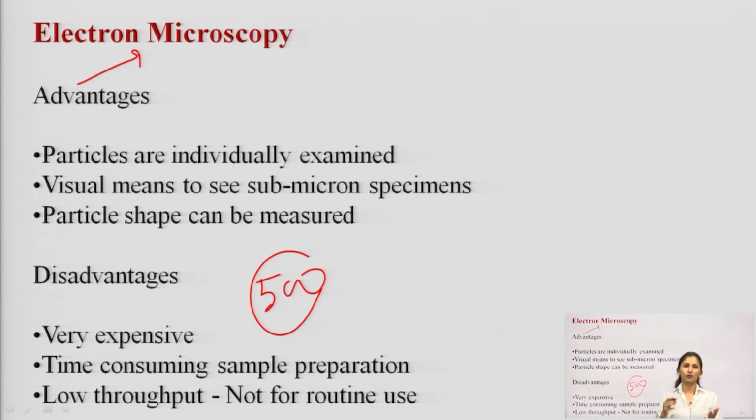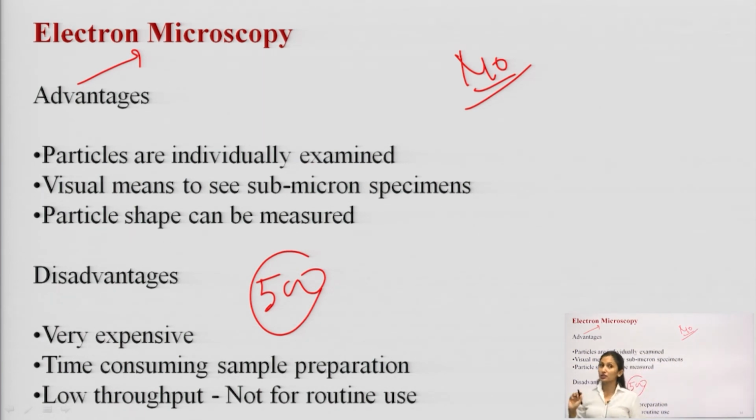In the same way, electron microscopy will also give you the number distribution. One of the major disadvantages of this method is that it gives only two-dimensional information of the particle. That means with optical microscopy or electron microscopy, you can't determine the depth of the particles. So these are the advantages and disadvantages of electron microscopy also.